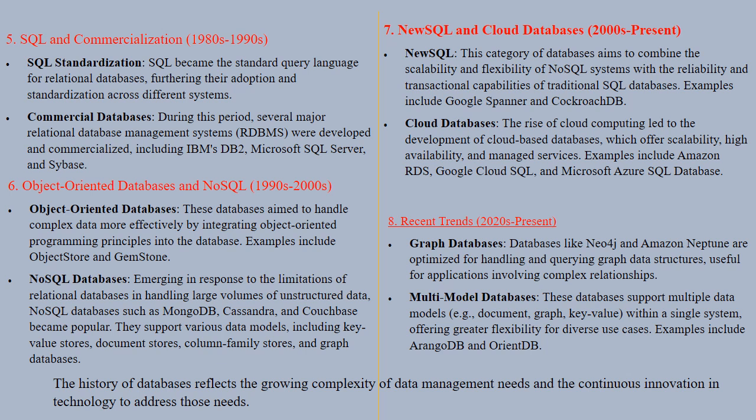NoSQL databases, emerging in response to the limitations of relational databases in handling large volumes of unstructured data. NoSQL databases such as MongoDB, Cassandra, and Couchbase became popular. They support various data models, including key-value stores, document stores, column family stores, and graph databases.